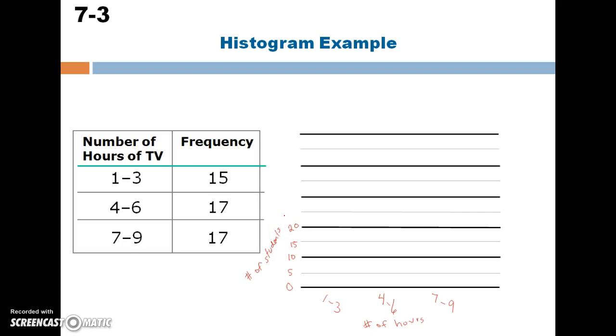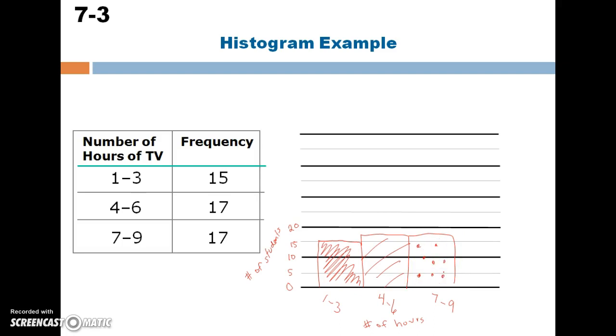Okay, so 15 students watched between 1 to 3 hours of TV. So there's my first bar. 4 to 6 hours, there were 17 students. Again, our bars are going to touch. And if you have a different color, use a different color. I'm going to use a different design. And 7 to 9, 17 students as well. And we'll do.